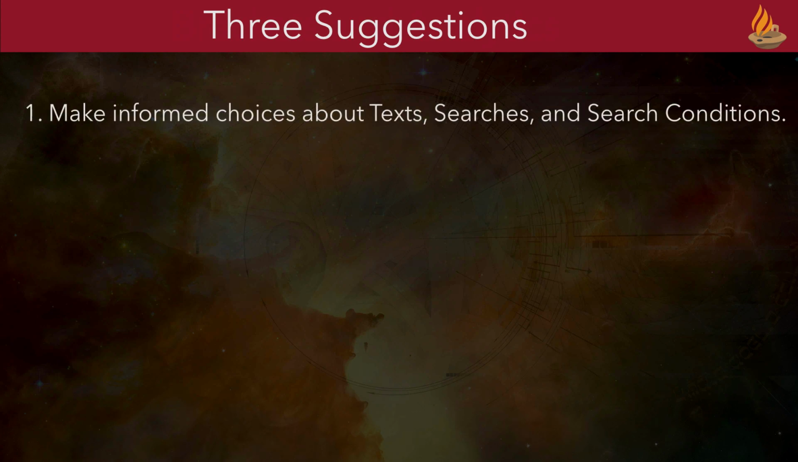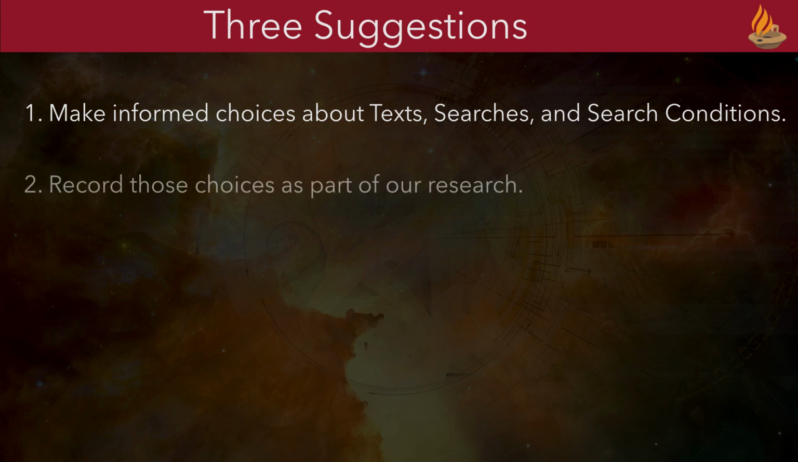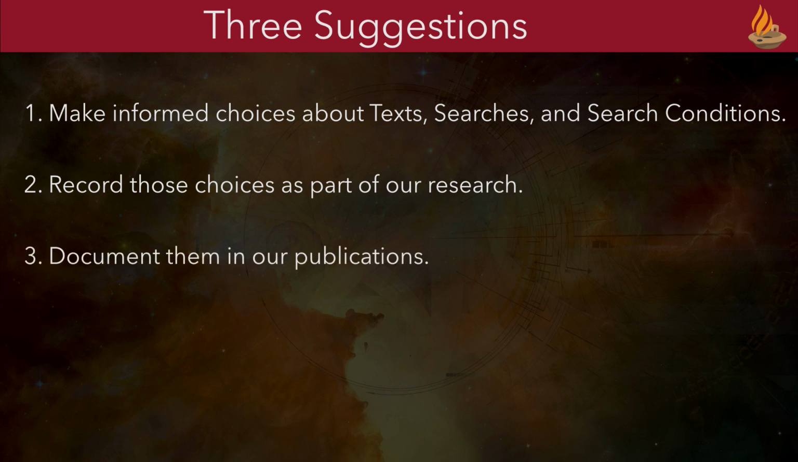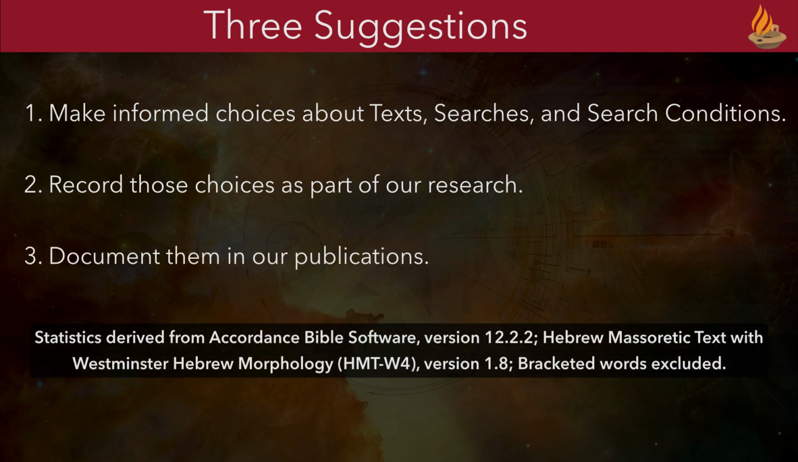First, let's make informed choices about texts, searches, and search conditions. Next, let's be sure to record those choices as part of our research. And finally, let me encourage everyone to document them in our publications. For instance, here's a sample footnote for a scholarly article.